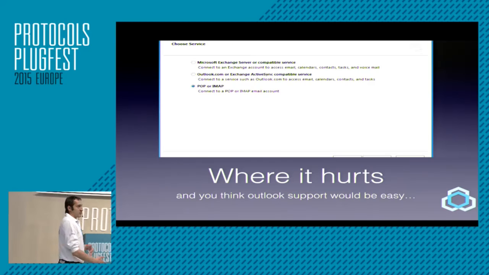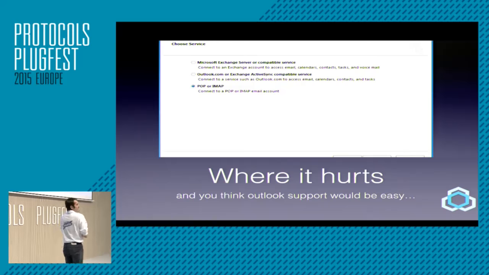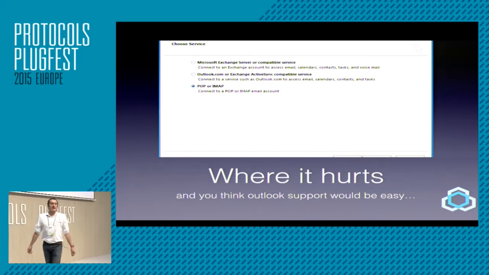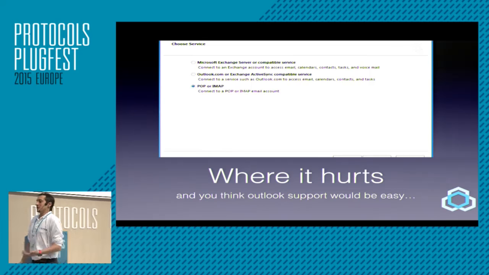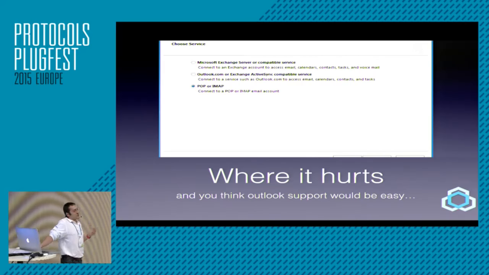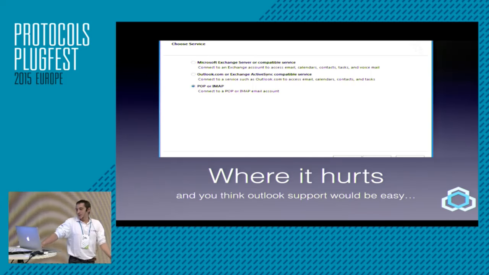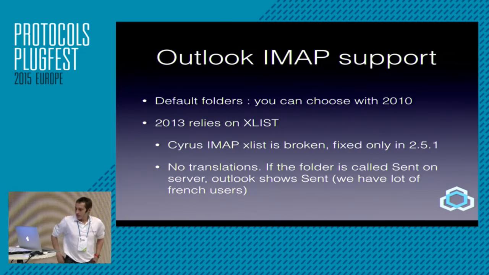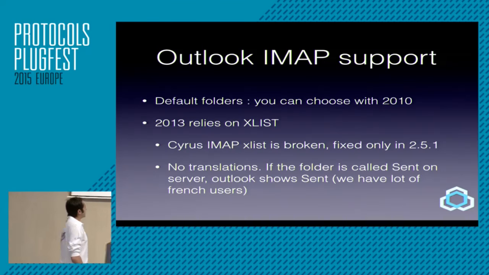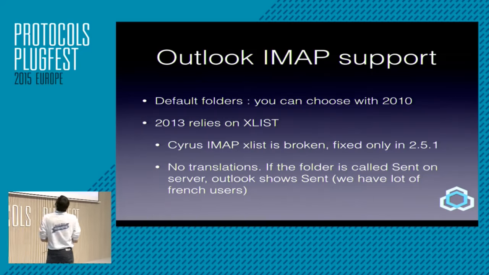You would think it would work correctly, that the support would be good, but it's not really top level. This is not the protocol Outlook is supposed to talk. Outlook is really an Exchange client. It's really not the best at doing IMAP. So let's see what is problematic with Outlook when it does IMAP.